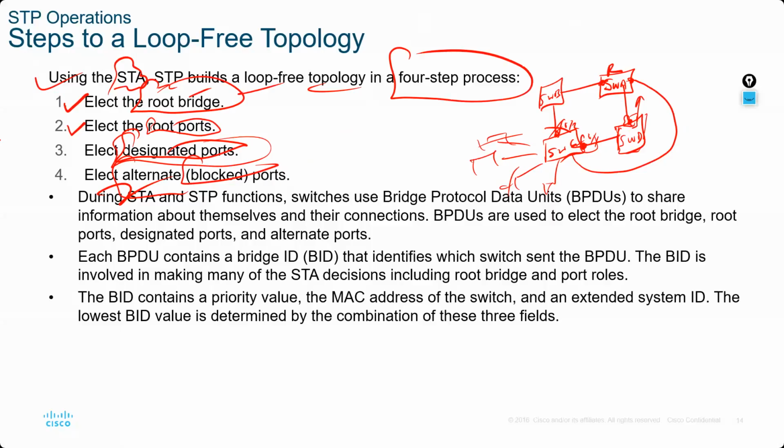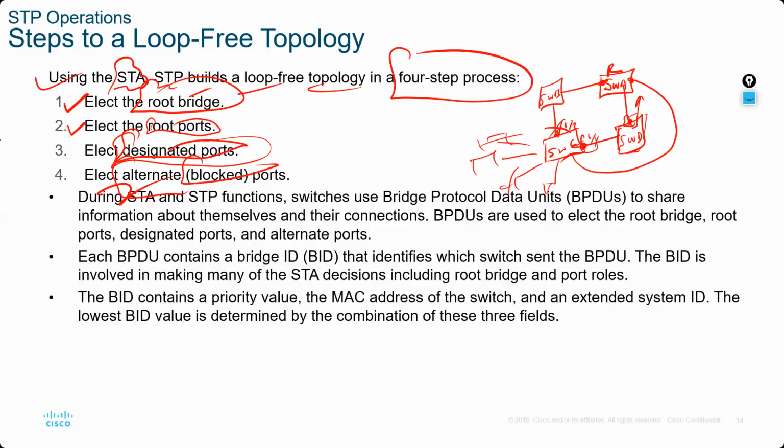And the ports on the switch that are used to go to the root bridge, the one that is actively in use, is called the root port. The one that is blocked is called the alternate port or blocked port. This is how all the switches will make decisions, so they know the links to block.